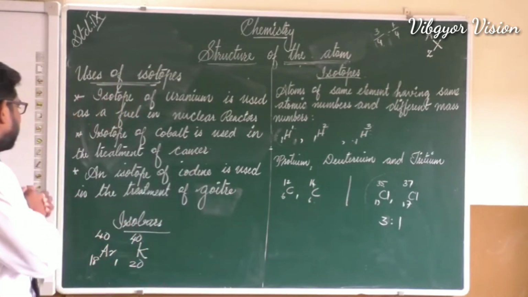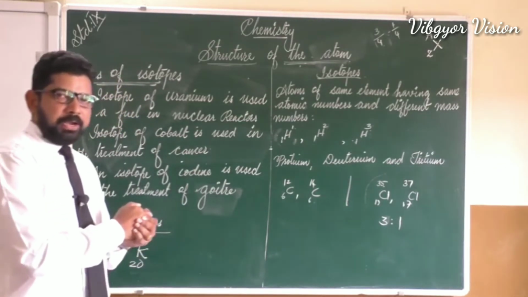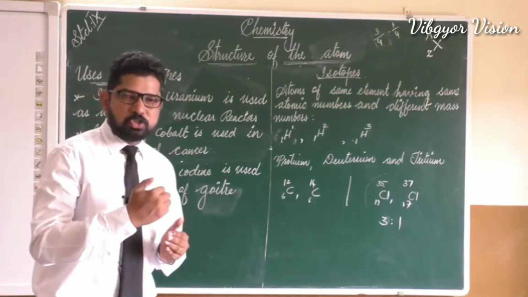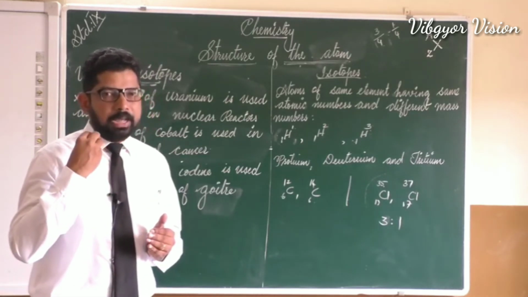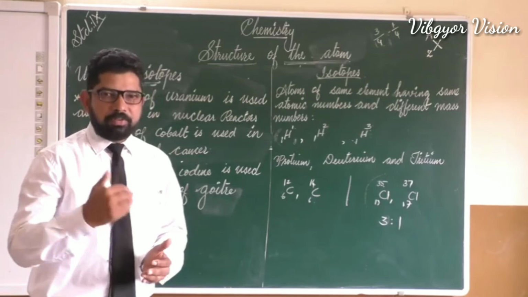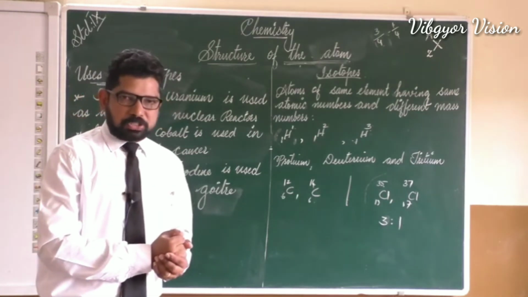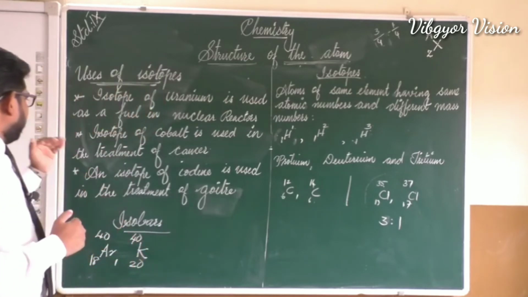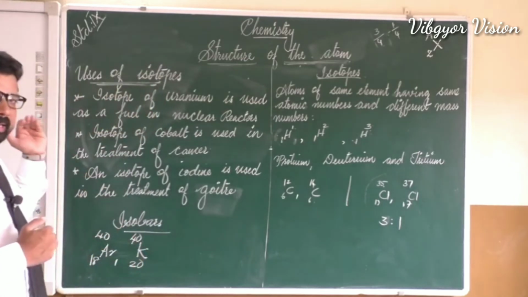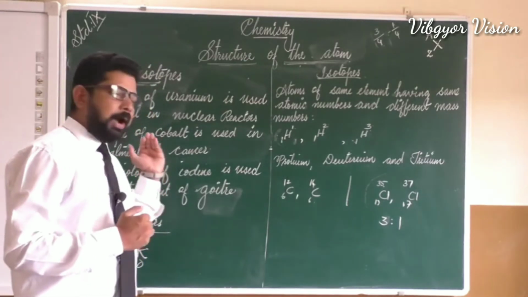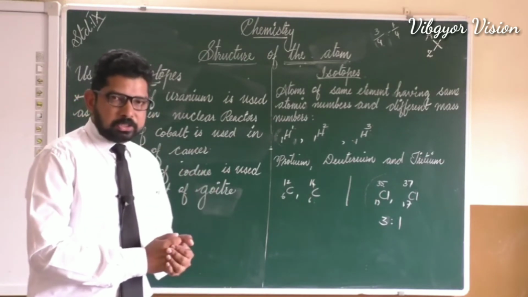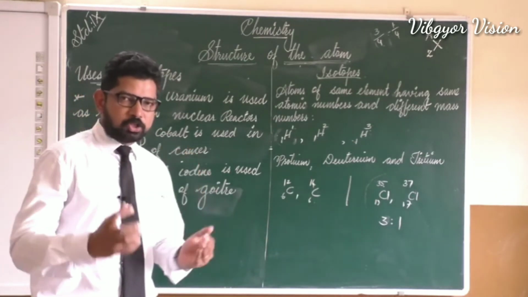And the third one, isotope of iodine. An isotope of iodine is used in the treatment of goiter. Goiter, we know it is a disease caused by the deficiency of thyroxine. So isotope of iodine is used in the treatment of goiter. So these are the uses of isotopes.